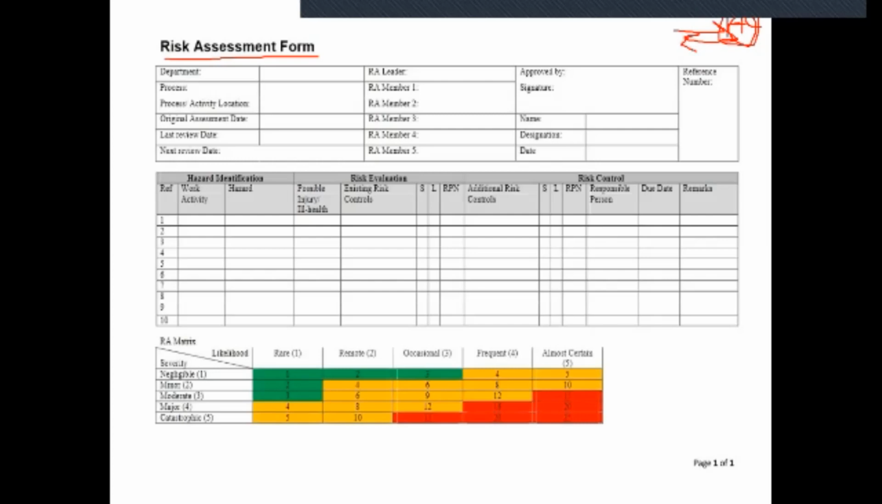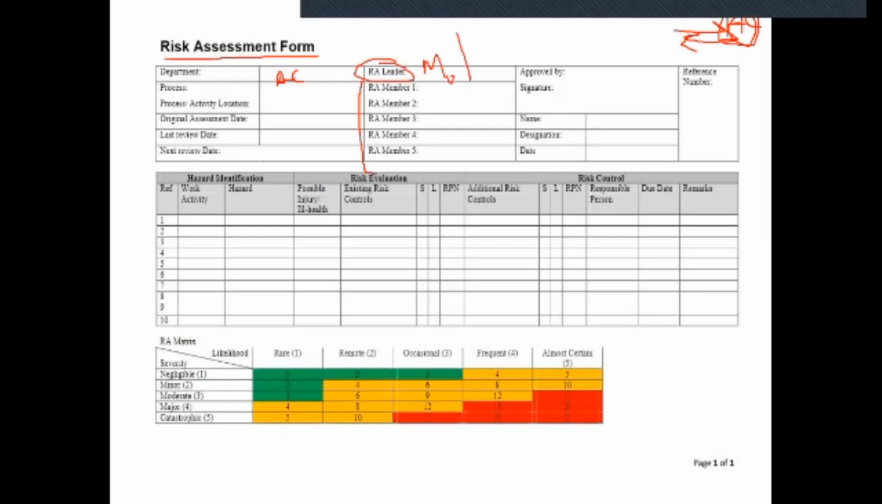First, the department, for example the AC installation department. There is an RA leader, for example Muhammad. There is only one leader and a number of members, 5, 10 or 20, whatever it may be, and their names are mentioned here. Then the process and activity location, for example the 10th floor, where the activities are done.